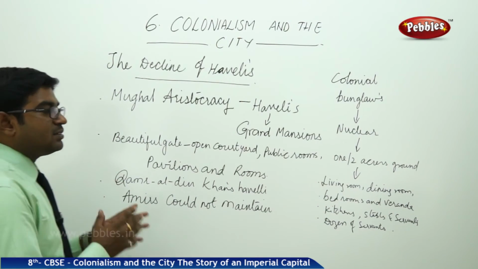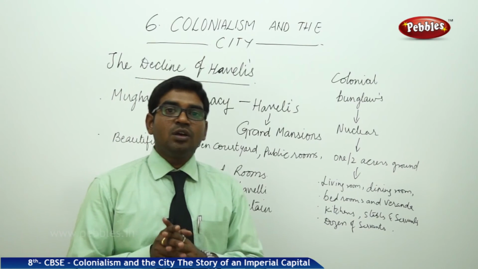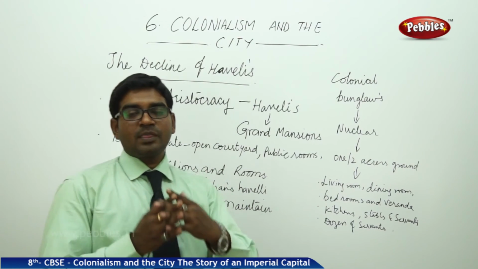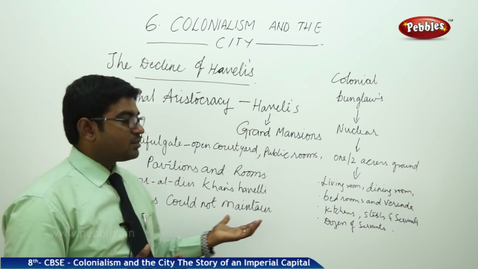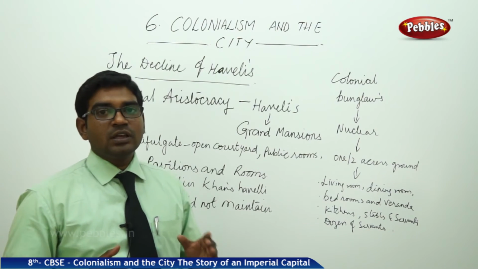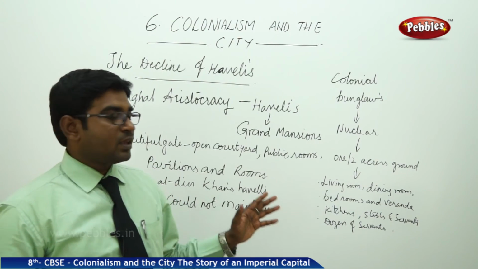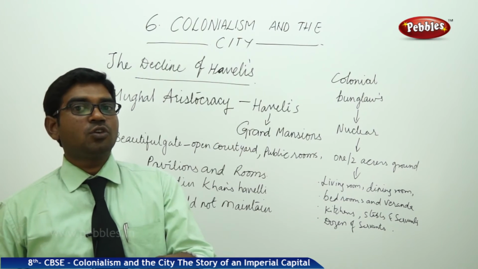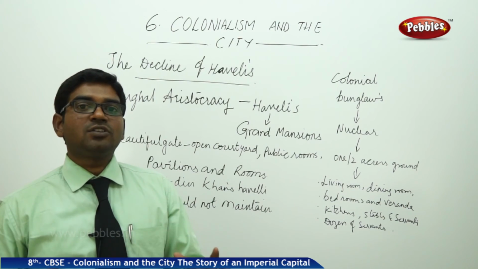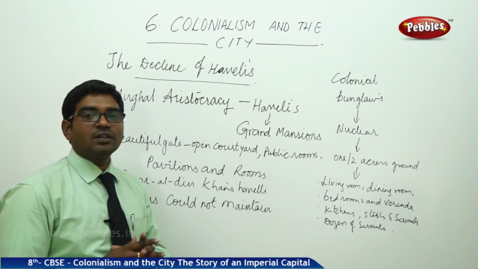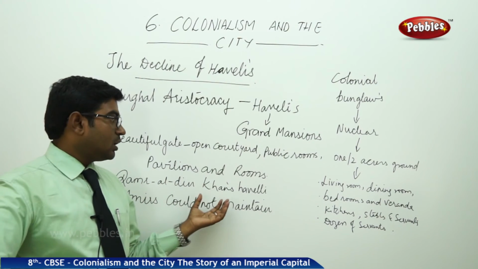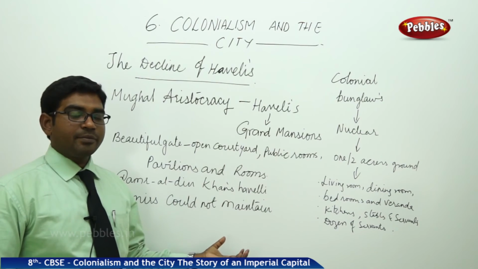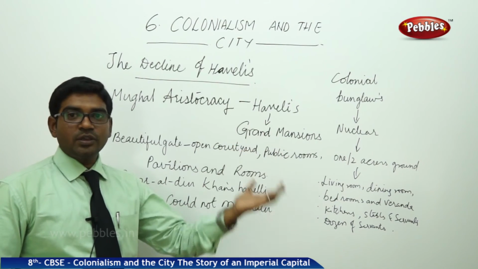First, the Havelis were the official residences of the Mughal aristocracy, the Amirs, with very large courtyards and many rooms, not in a single-storied building. These could not be maintained because the Mughals lost control in those places. The Amirs also could not maintain them for a very long time. So the Havelis declined while the bungalows started to increase.